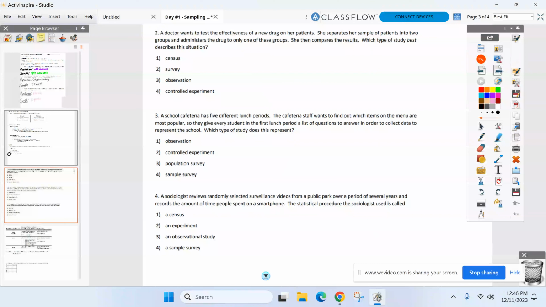What's the difference between a population and a sample? You tell me. The survey I'd give out, a population survey, I'd give out to who? The population, which would be everybody. Versus a sample, where I'm only giving them out to a select group of that population. Okay?